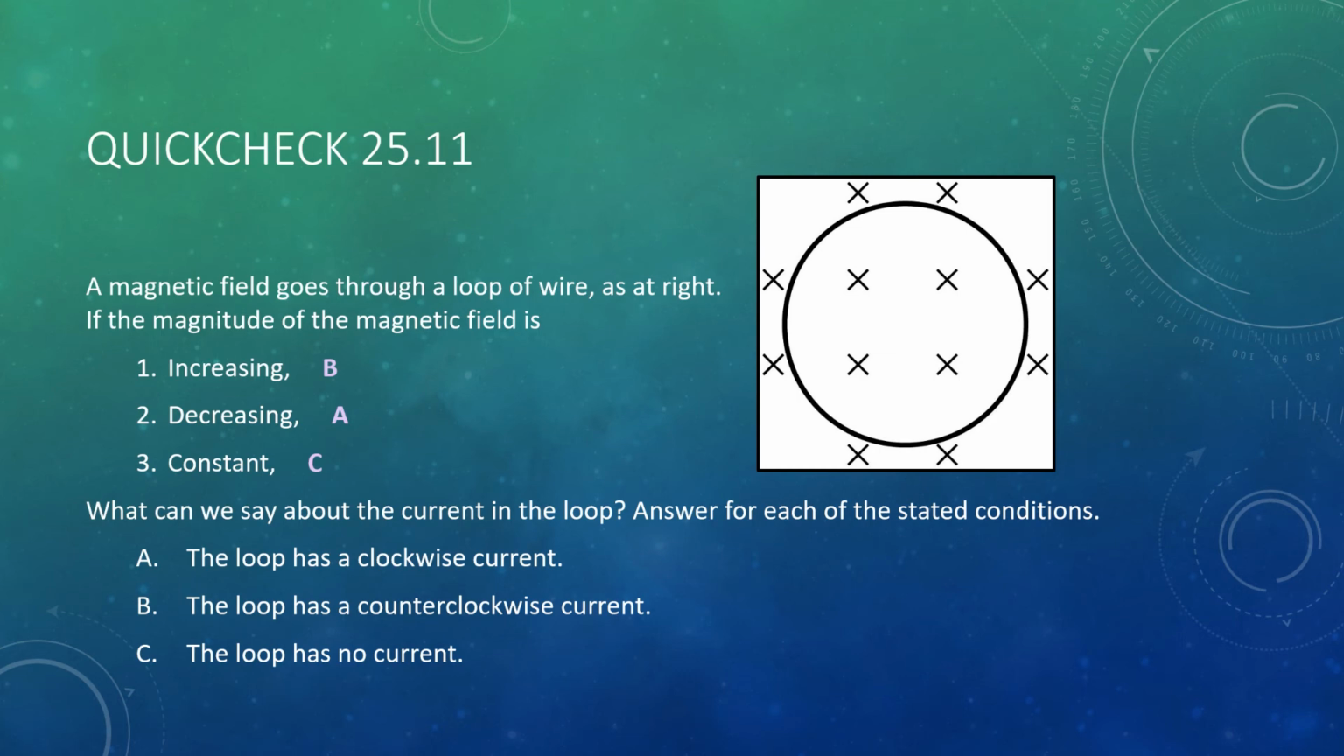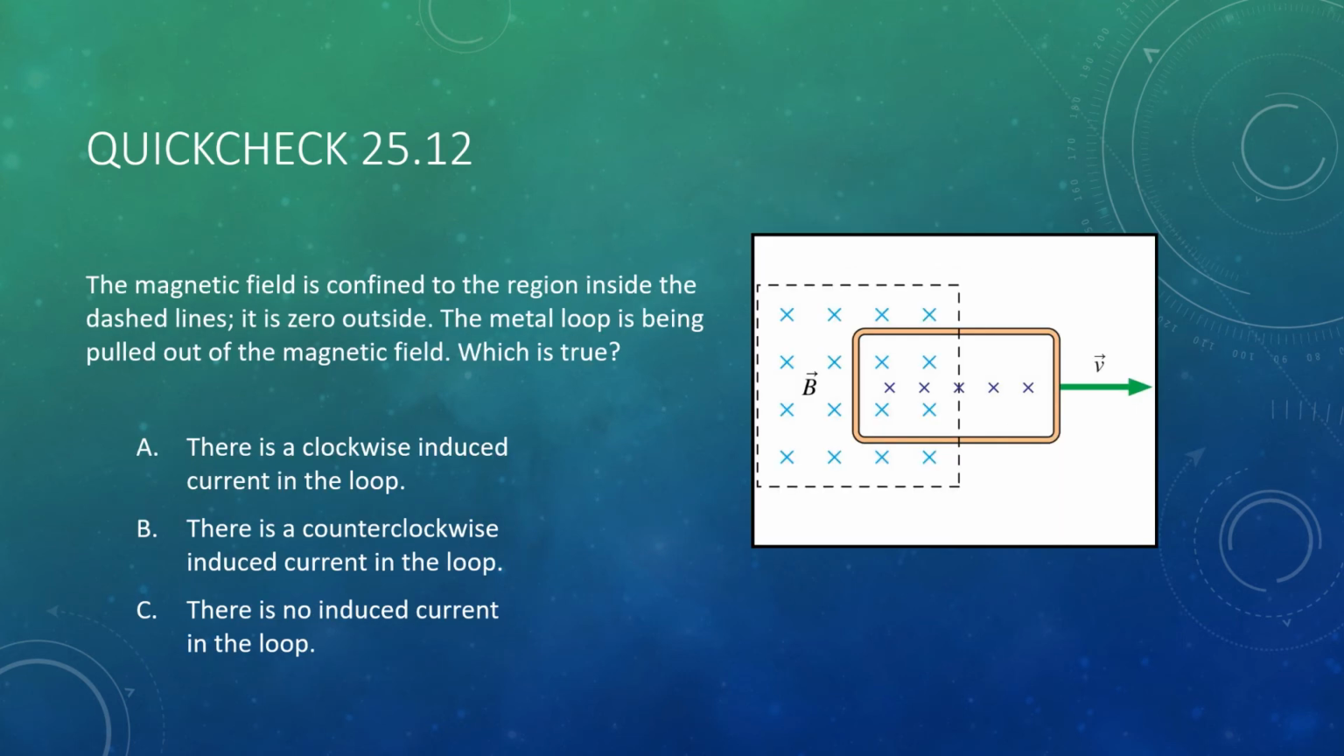All right, one more. Here we have a new diagram. It says the magnetic field is confined to the region inside the dashed lines. It is 0 on the outside. The metal loop is being pulled out of that magnetic field. So which is true out of the following? All right, so this adds in one tiny extra step in our mental process.